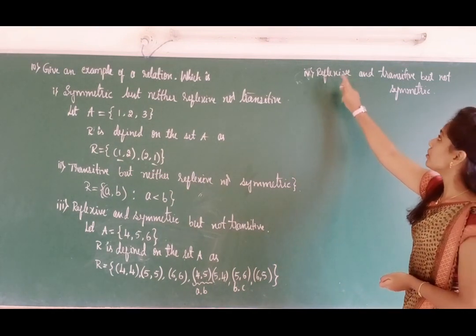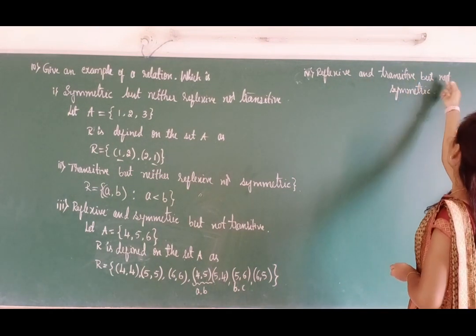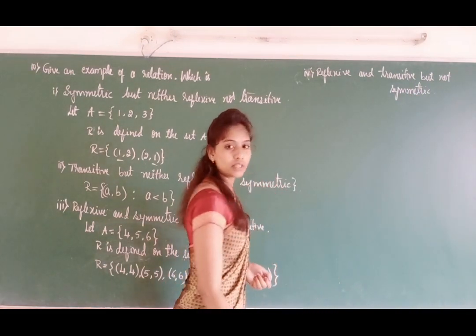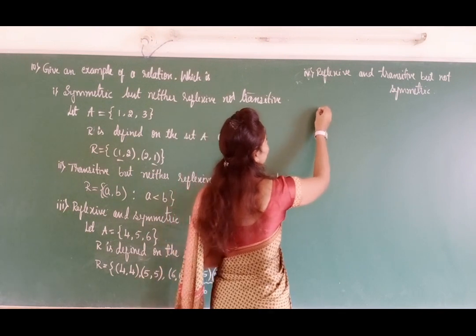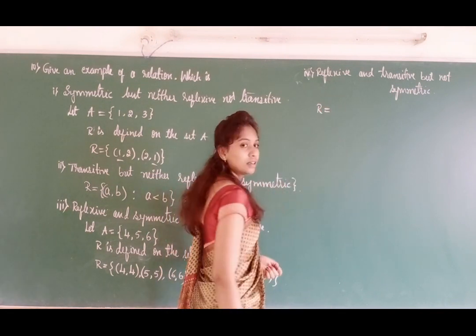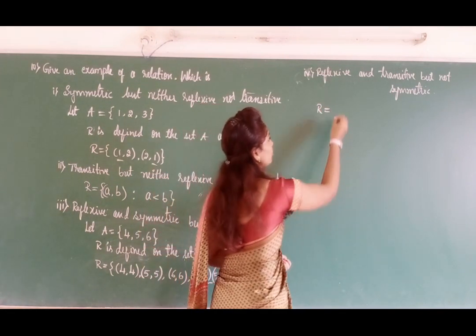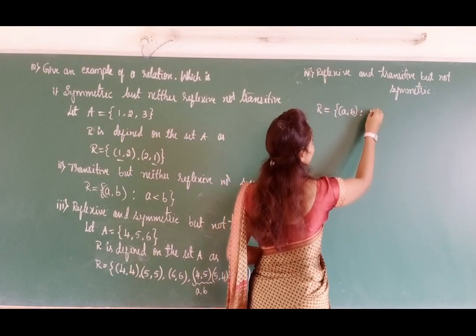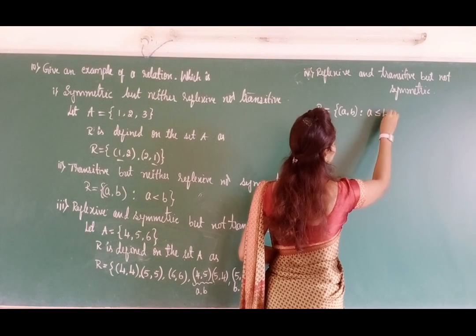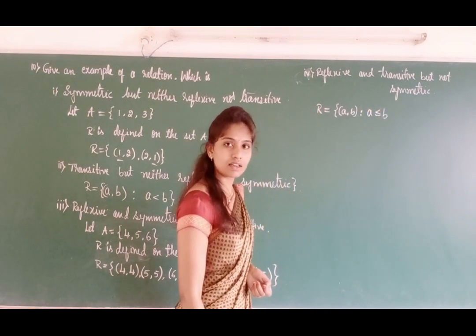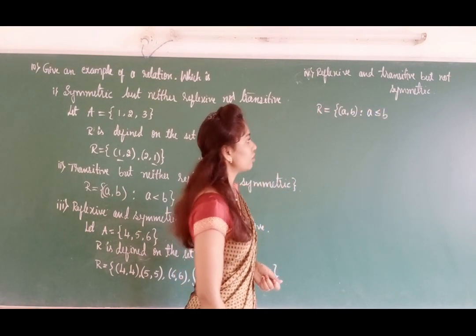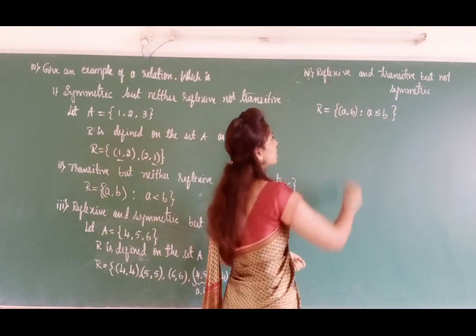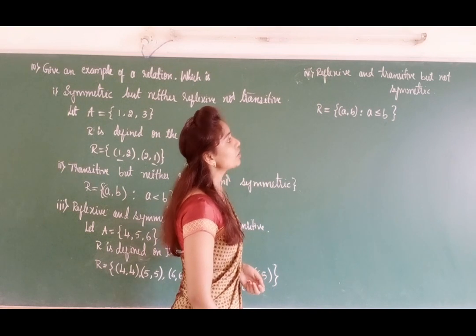Give an example for reflexive and transitive, but not symmetric. This is so easy. So I am writing the relation R is equal to the set of ordered pairs (A, B) such that A is less than or equal to B. Obviously, A is less than or equal to B is reflexive and transitive but not symmetric.